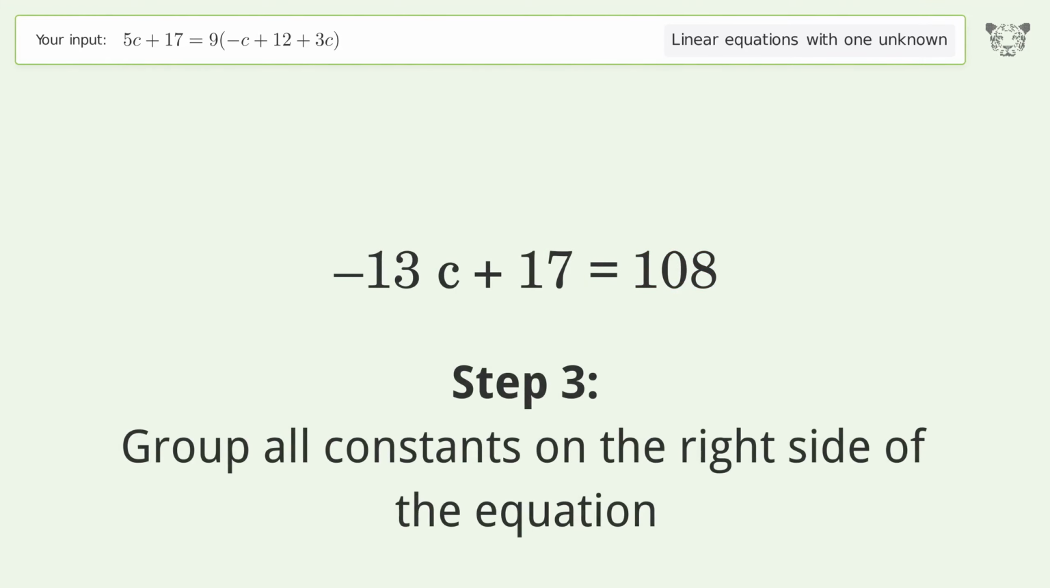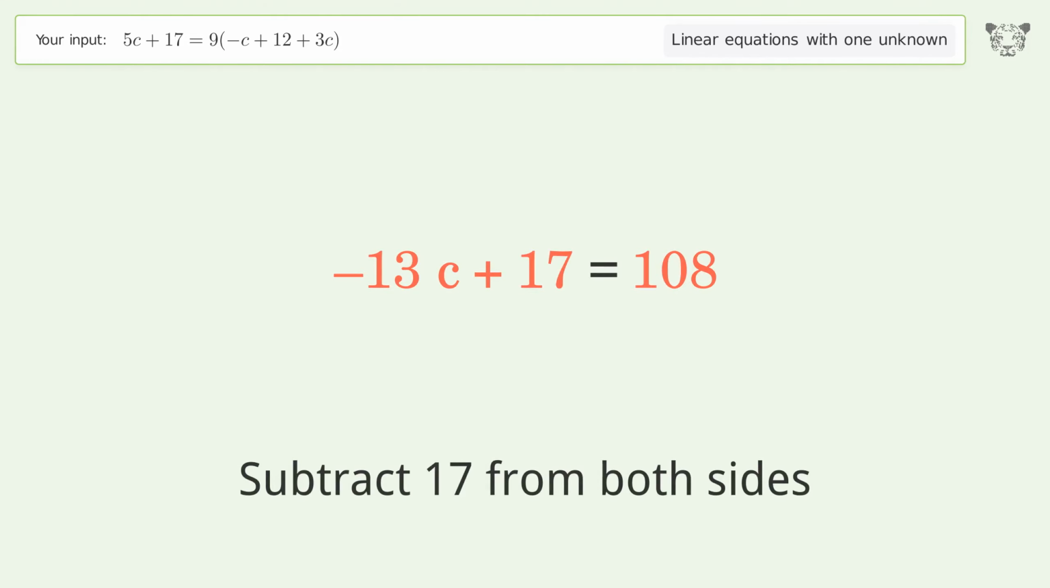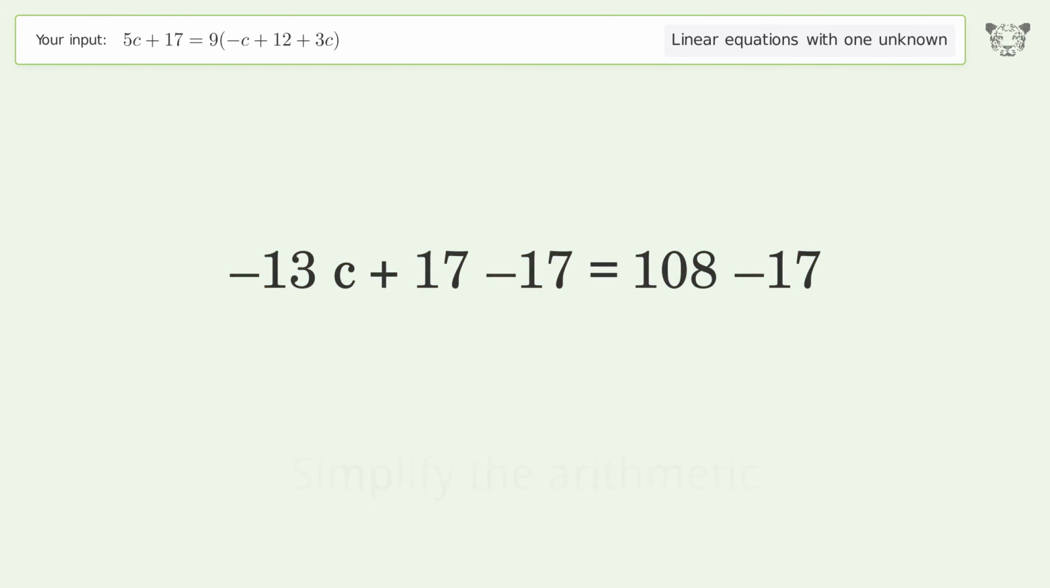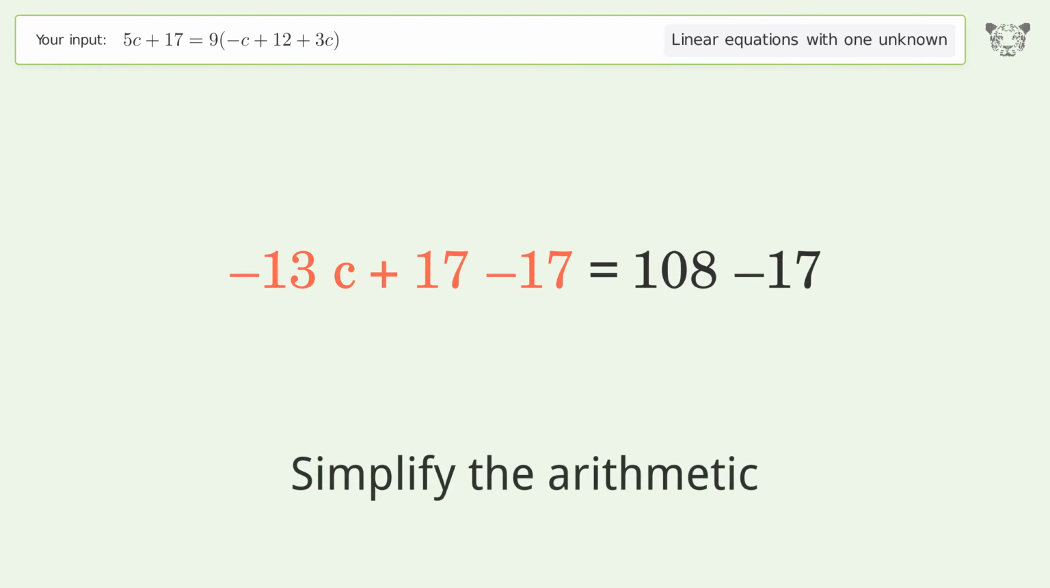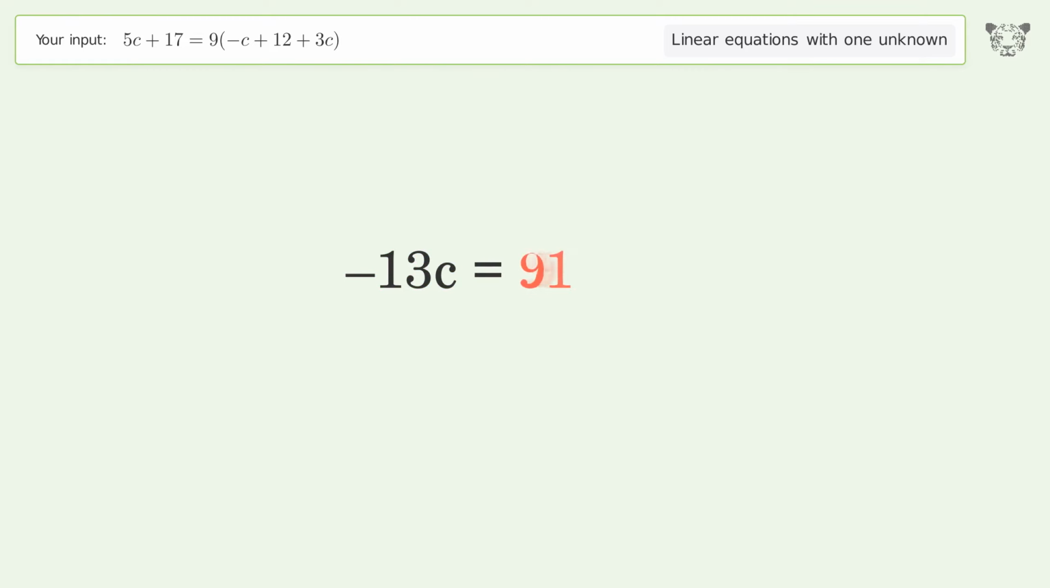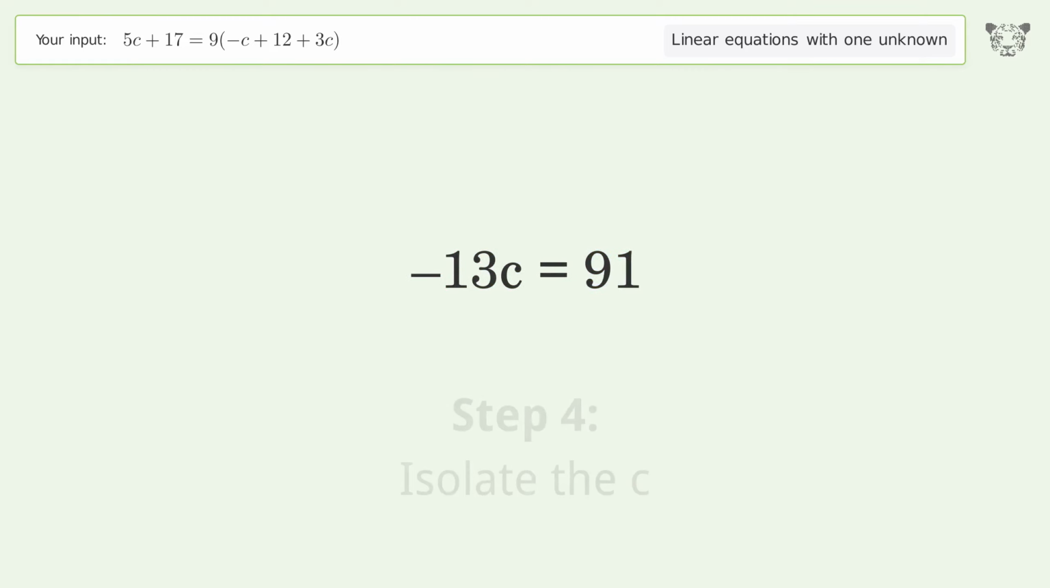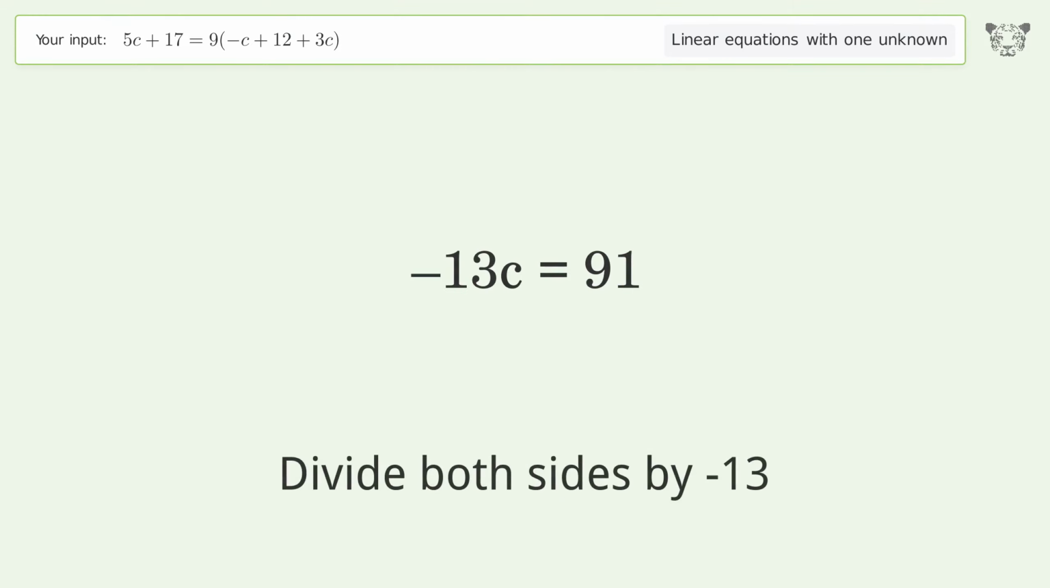Group all constants on the right side of the equation. Subtract 17 from both sides. Simplify the arithmetic. Isolate the c. Divide both sides by -13.